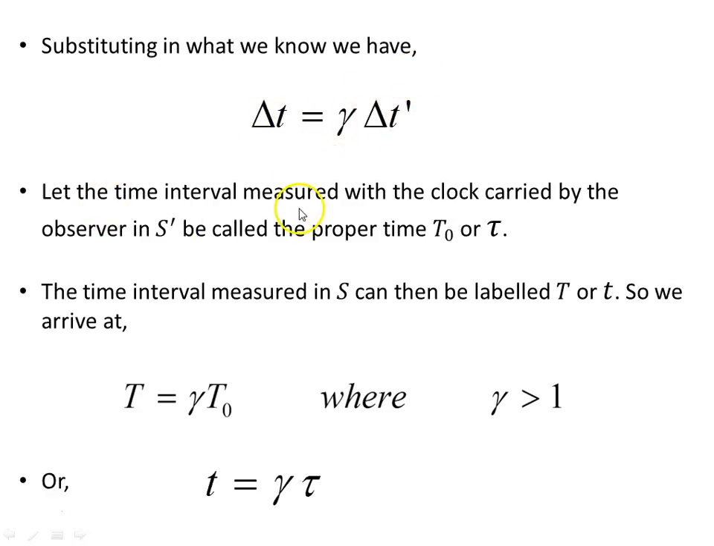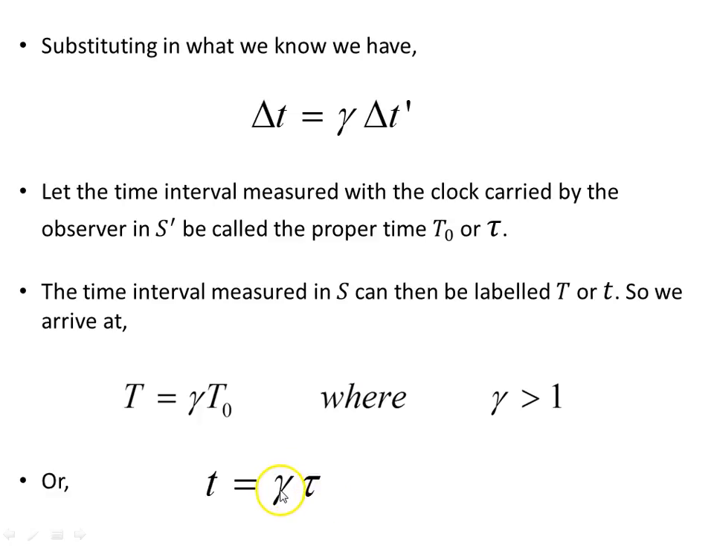Now we let the time interval measured with the clock carried by the observer in S dash be called the proper time, and we could call that capital T subscript 0 or tau. The time interval measured in S can then be labelled capital T or lowercase t. So we arrive at capital T is gamma times capital T subscript 0, where gamma is greater than 1, or lowercase t equals gamma times tau.